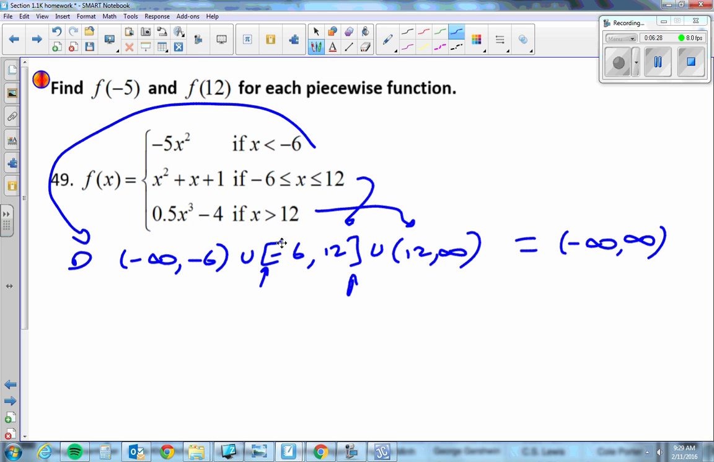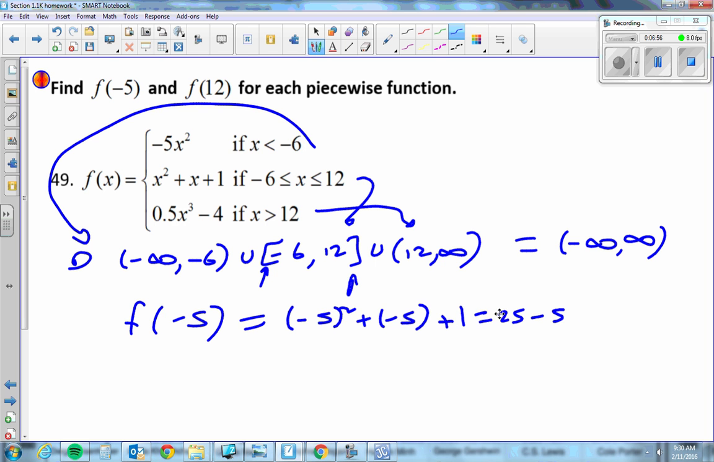Now, you didn't need to do that for this problem, but you need to get that concept. Here, this is very easy. You just need to pick the right rule, and -5 is part of which interval? The top interval or the middle interval? Is -5 less than -6 or greater than -6? It's greater than -6, yes? Which means you're supposed to use this rule on that x value. And that's it. You just choose the right rule, and then do that math. And then you get, that's 25 minus 5 plus 1 is 21, and you're done.